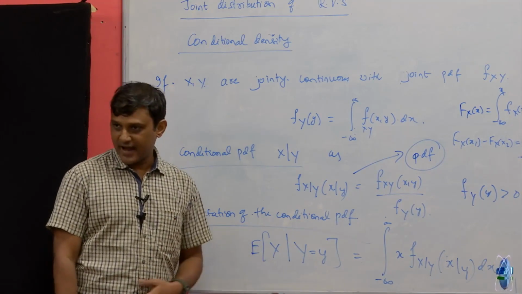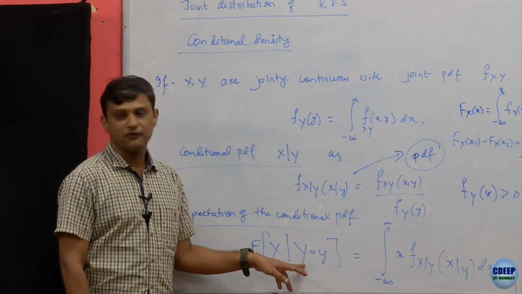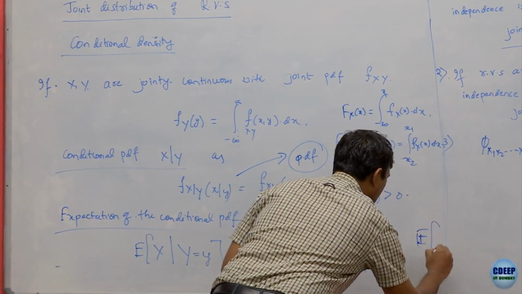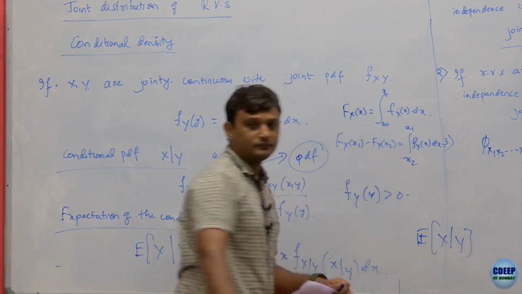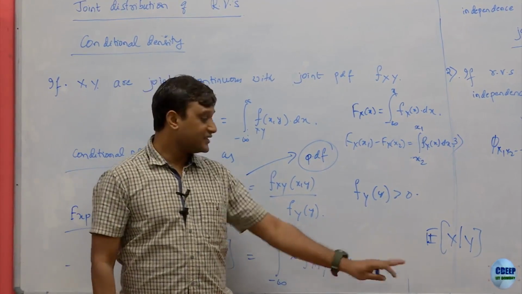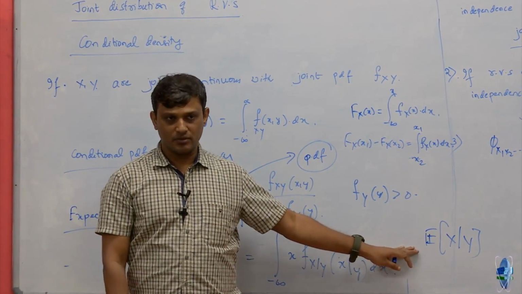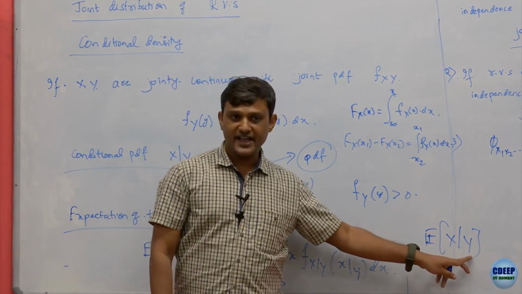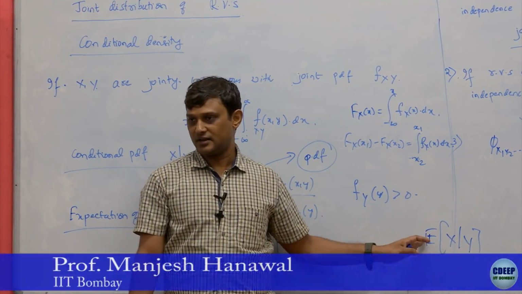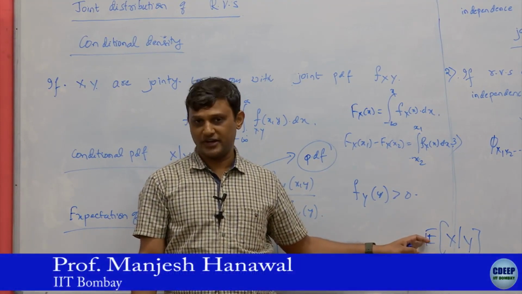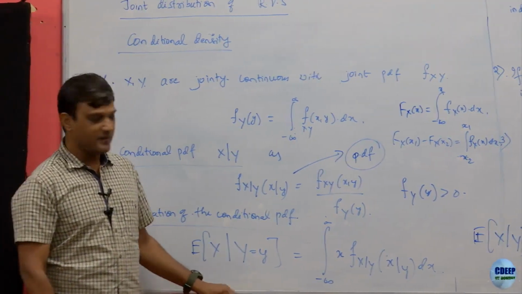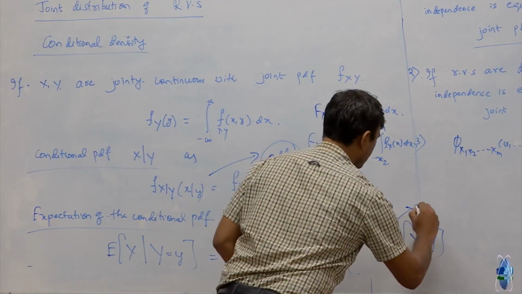So if I don't specify which value of y I am conditioning on, I am going to simply write it as the expectation of x given Y. Here I have not specified any particular y, and this quantity is going to be random. Depending on which value Y is going to take, you need to compute its value appropriately. So when you condition on a specific y, this is going to be deterministic, whereas this is going to be random.